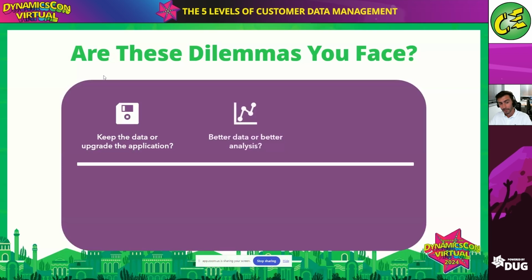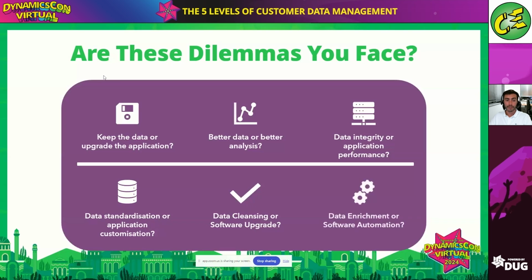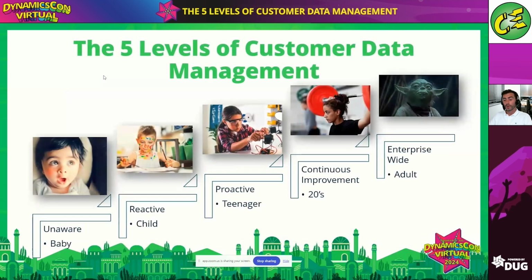Do we need better data? Do we need better analytics? Power BI, or is it a data problem? Is it the data integrity, or is it the application performance? Is it just not working for you? Should we standardize the data, or should we start to customize the application? Should we look at data cleansing or a software upgrade? Again, these are questions to pose to yourself internally, or ask yourself to think about after this presentation. And again, here's another one: data enrichment or software automation. So, to recap, we've got the 5 levels of data management, of customer data management.